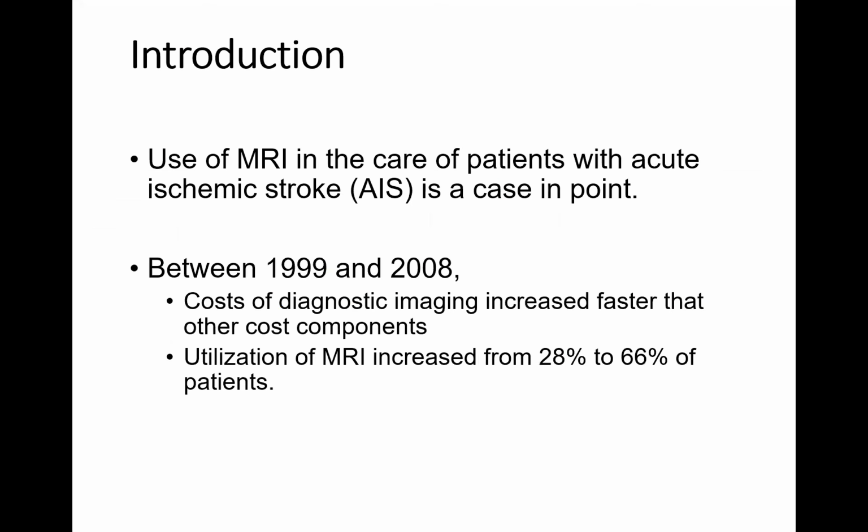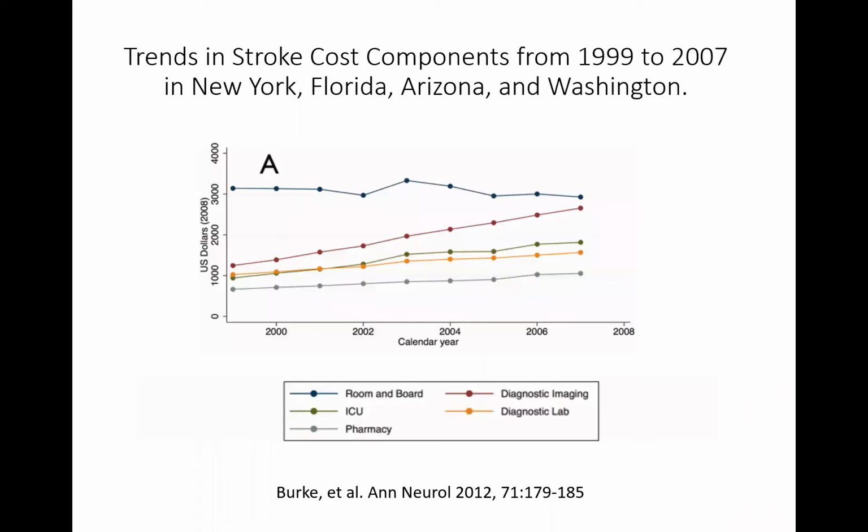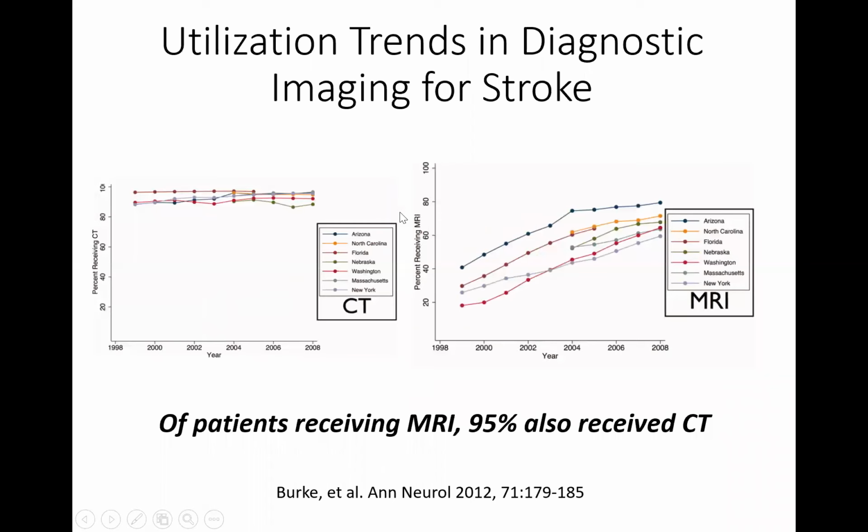So this really impacts the care of patients with acute ischemic stroke. Between 1999 and 2008, costs for stroke care went up, with the diagnostic component increasing faster than anything else, and the use of MRI just skyrocketed. So here you see overall stroke costs. This is imaging, and you can see it goes steadily up faster than anything else.